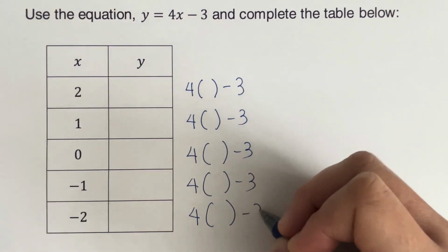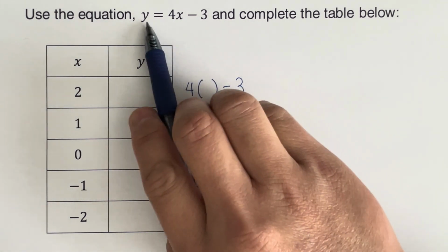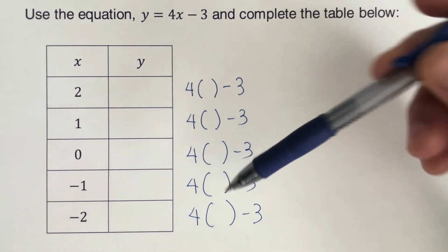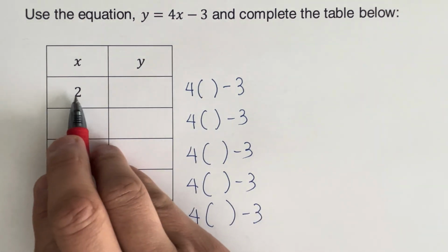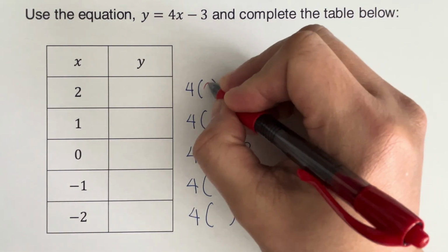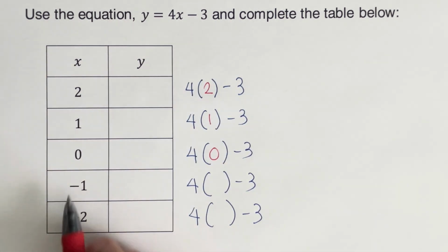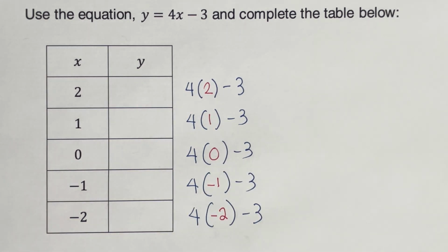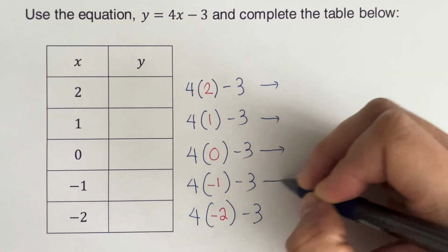Again, I got this equation from the one that's given up here, that's y equals 4x minus 3. What I did was I changed the x into a parenthesis so that I have space for these values to be placed in there. So the 2 goes here, and then the 1 goes here. The 0 is going to go inside the parentheses here. The negative 1 and the negative 2 as well will go inside the parentheses so that we can go ahead and simplify this. We're going to start with the first one right here.